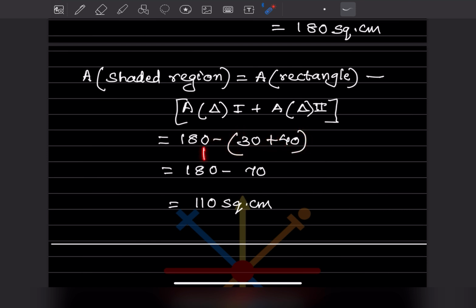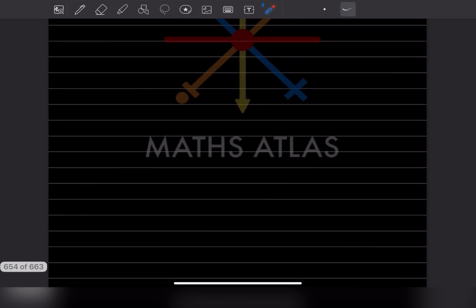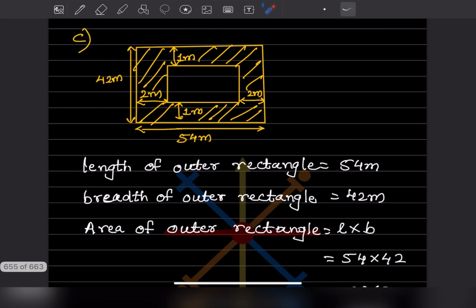So this will be 180 minus 170, so that will be 110 square centimeter. Now this figure is given, and they have asked for the shaded region. So now we can see this is 2 and this is 1. The breadth is given as 42, and the length is given as 54. So we can write here, this is the outer rectangle, and this is the inner rectangle.